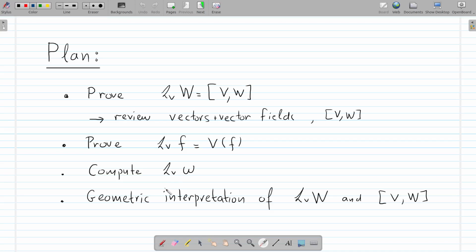And finally, we will discuss the geometric interpretation of the Lie derivative and connect it to the geometric interpretation of the commutator.